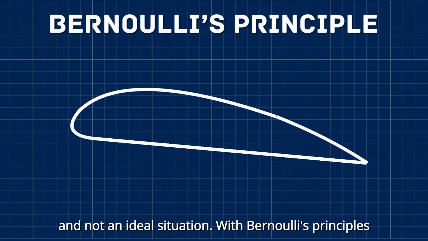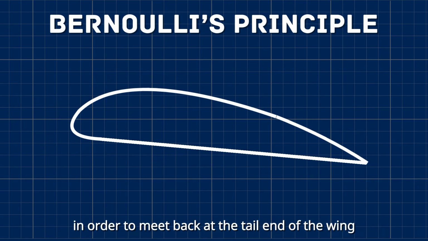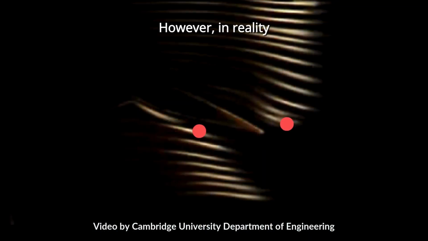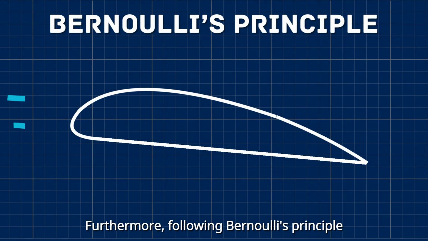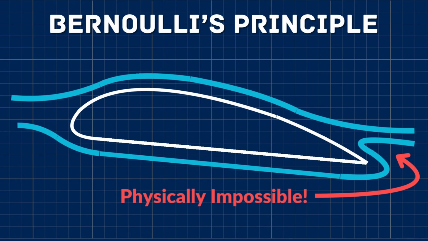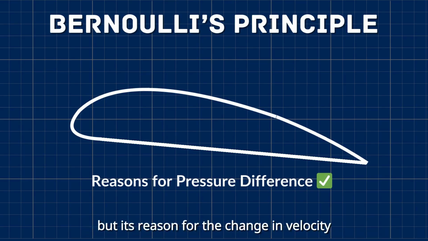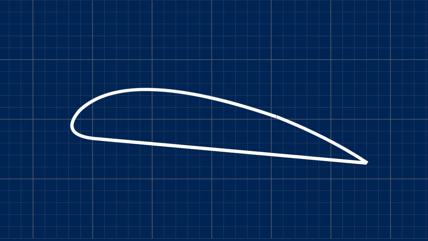With Bernoulli's principle, the airflow at the top travels a longer distance at a higher velocity in order to meet back at the tail end of the wing with the bottom airflow at the same point. However, in reality, the air at the top does travel faster, but it does not meet the bottom airflow at the same time. Furthermore, following Bernoulli's principle, the airflow would have to look like this, which is physically impossible. Hence, Bernoulli's principle explains the pressure difference concept well, but its reason for the change in velocity is not quite right in the case of real airflow.